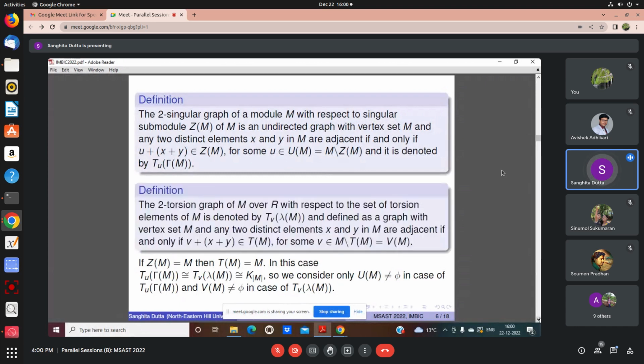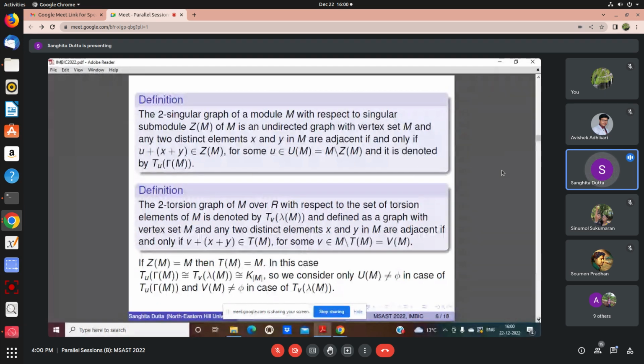The total torsion graph of M over R with respect to the set of torsion elements of M is denoted by T_b Lambda(M) and defined as the graph with vertex set M, and any two distinct elements x and y in M are adjacent if and only if b + x + y belongs to T(M) for some b in B(M), which is M minus T(M).